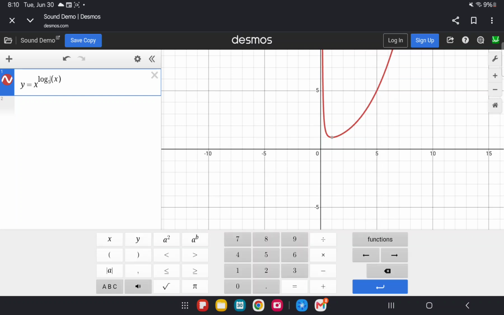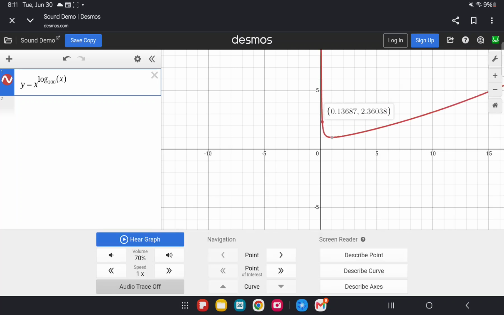And the last function, I'll change the base into 100. No, not log of it. Log base 100. And hear the graph. Looks like a high-pitched sound.